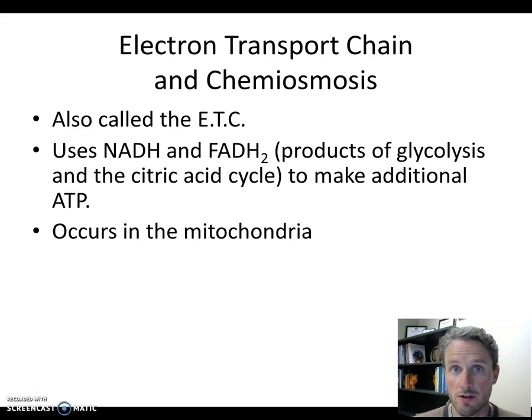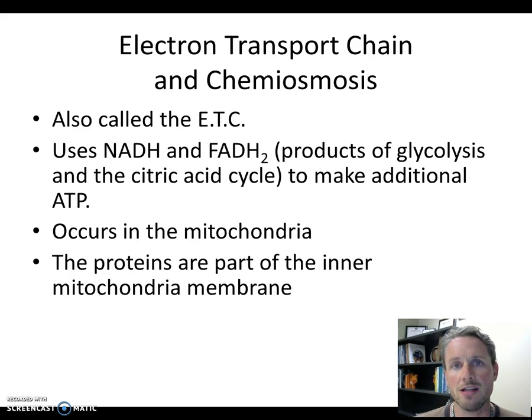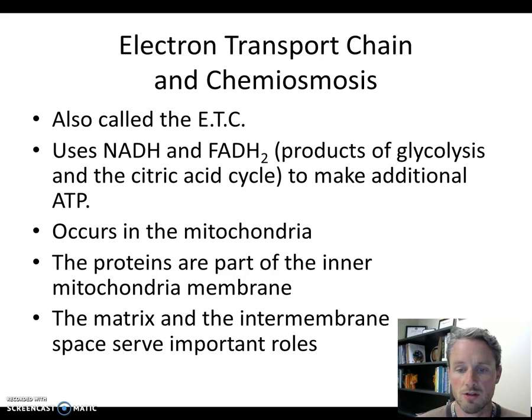This step is going to occur in the mitochondria, but it's not that simple. So it involves many parts of the mitochondria. The proteins we're going to use to perform the electron transport chain and chemiosmosis are part of the inner mitochondrial membrane. But the spaces on either side of the membrane also play important roles. So we're going to talk about the role of the matrix and the role of the intermembrane space as well.